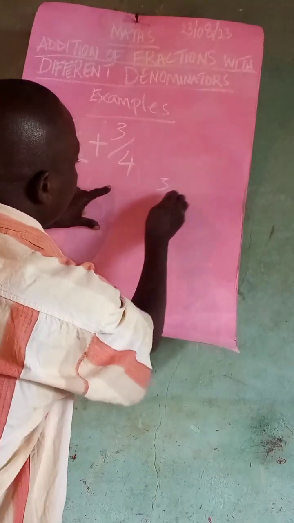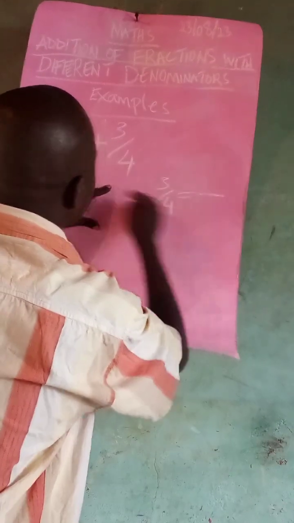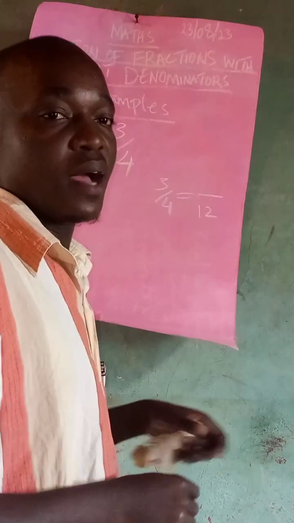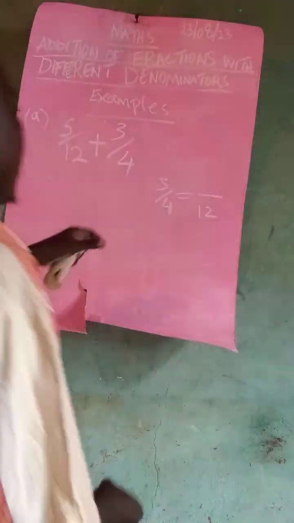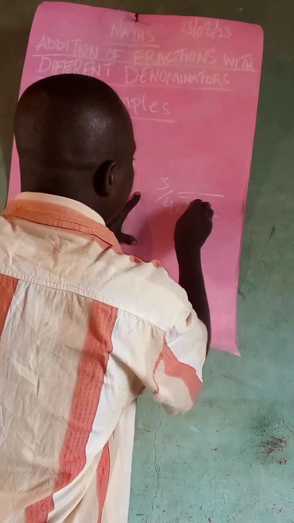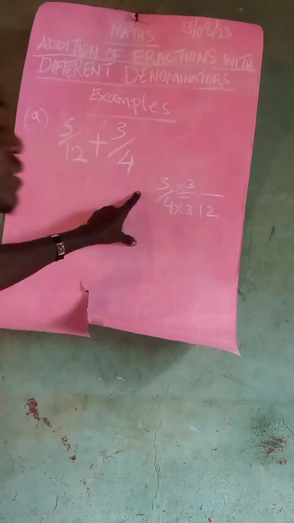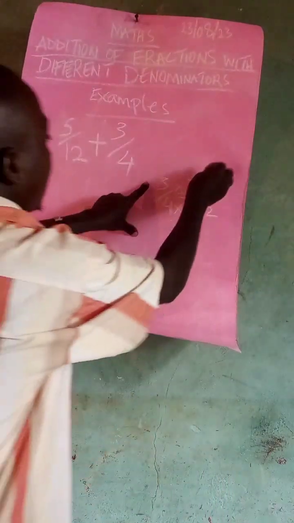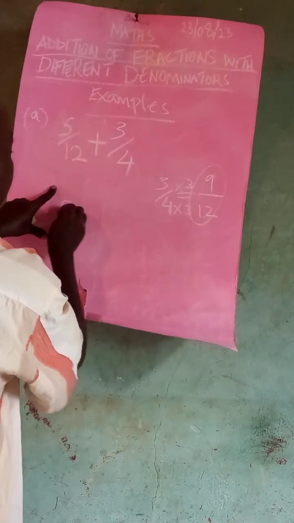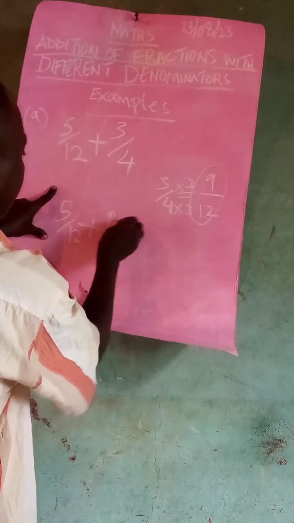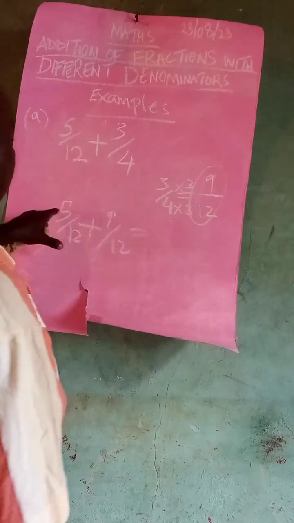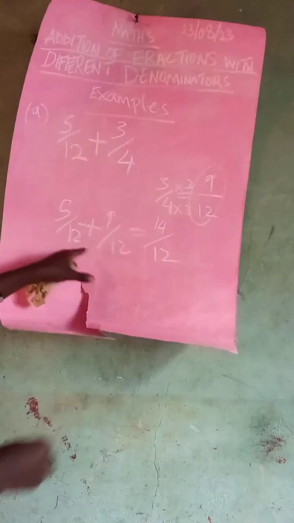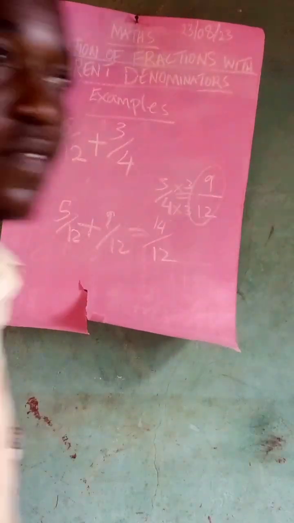Right here, 3 over 4 is equal to dash over 12. So you ask yourself, from 4 to 12, how many times have they multiplied? You come to realize they have multiplied by 3 here, and here also by 3. So in this case, you'll have 3 times 3, it will be 9. 4 times 3, 12. Because this one has already been renamed, now take 5 over 12 plus 9 over 12. You'll simply have 9 plus 5. It will be 14 over 12, right? So this one is 14 over 12.